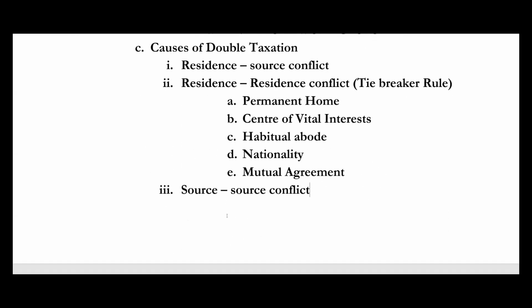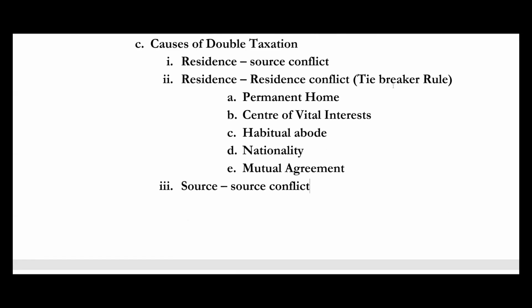So I told you that these things cross in three ways. They can be a residence source overlap, or a residence conflict, which we settle with the tiebreaker rule. And we looked at how the tiebreaker rule works. And then finally, we looked at the source to source conflict, where two countries are claiming source over the same income. I believe that is fine with everyone.